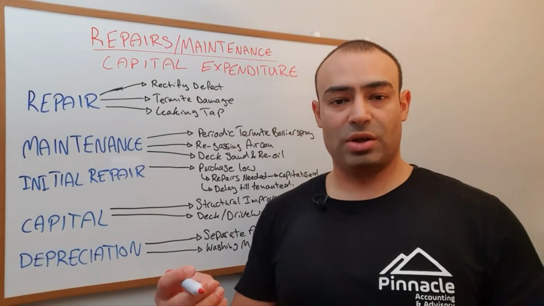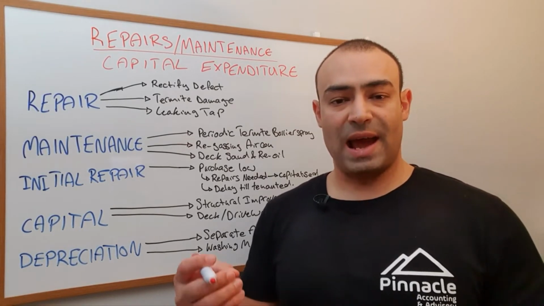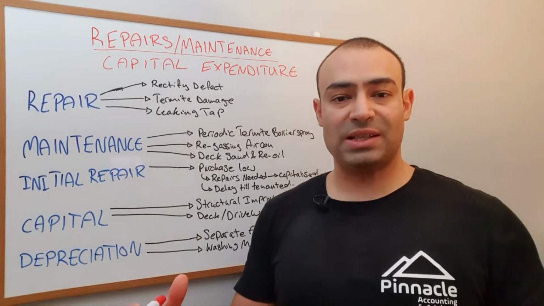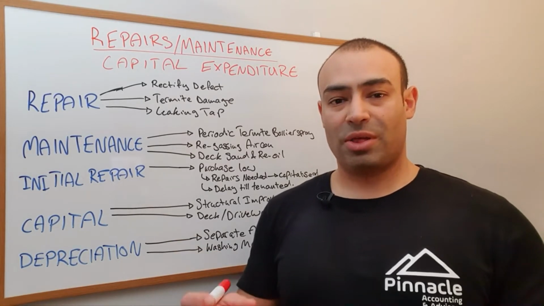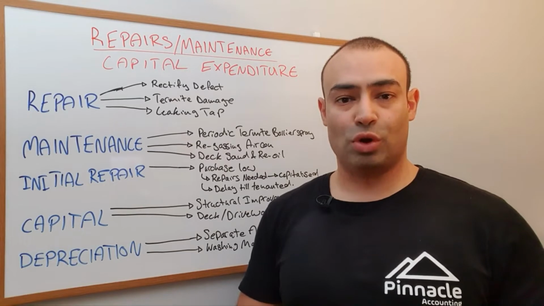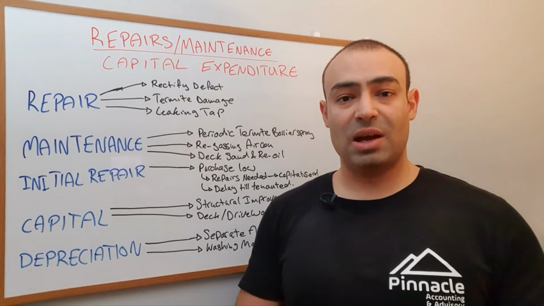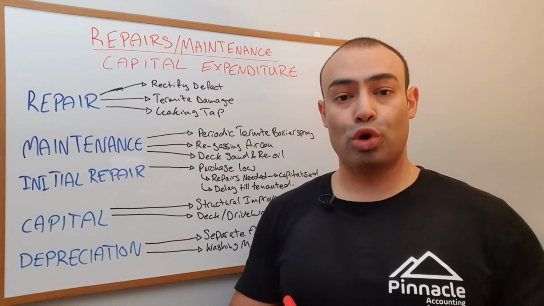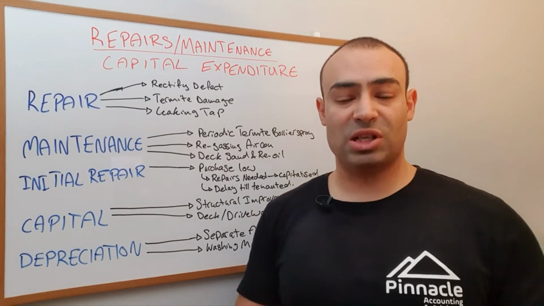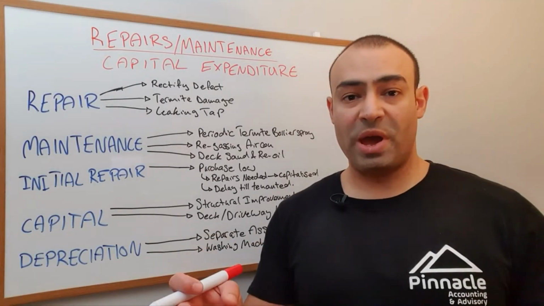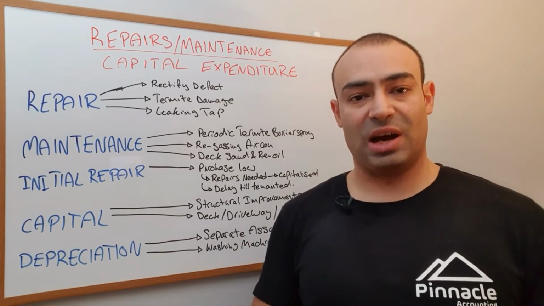So number 1 is repairs. What is a repair? A repair is something that rectifies a defect rather than replace the whole structure. What can be considered as a repair? Things like repairing termite damage or repairing a tap or an air conditioning unit. All those types of things are classified as a repair because we're not throwing away the item, we're merely rectifying the damage that has been caused to it. Repair costs are items that can be immediately deducted in that particular year.